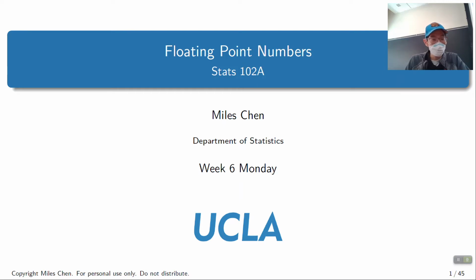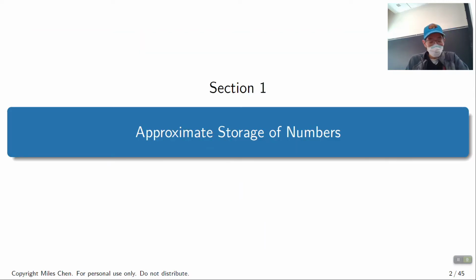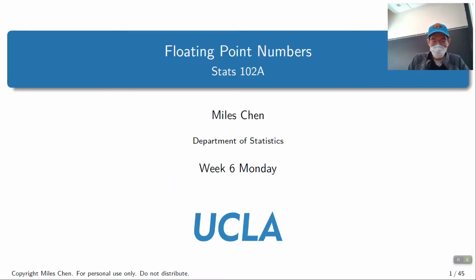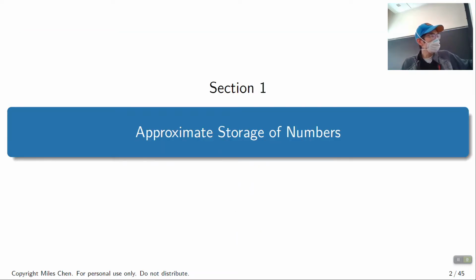Okay. But floating point numbers. So let's talk about floating point numbers. And so when we're working with numbers on the computer, right? And I type in like 3.5. What's the type of that thing in R? It's type double. Okay.